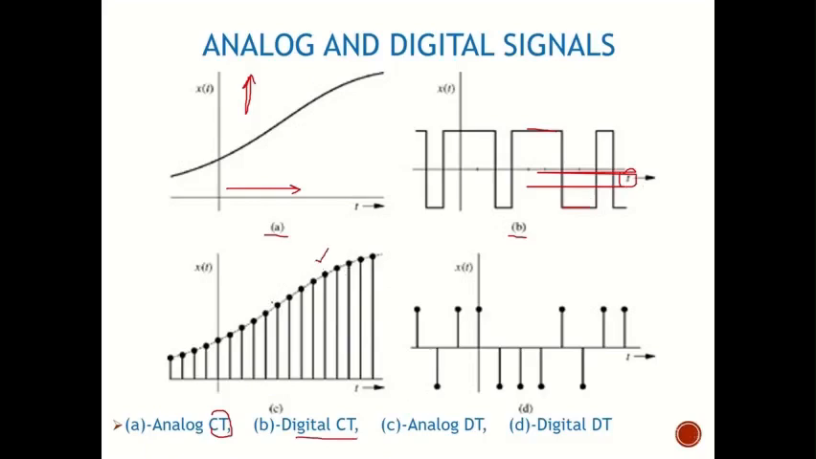In this case, the signal along the y-axis can take any value, so it's called an analog signal. But on the x-axis, we can see it can only take discrete values of time, so that's why it's called an analog discrete time signal. And finally, we have a digital discrete time signal, where the signal takes only two values along the y-axis, so it's digital, and along the x-axis it takes discrete values, so it's called discrete time. So analog or digital is determined by the y-axis, and discrete or continuous is determined by the x-axis.